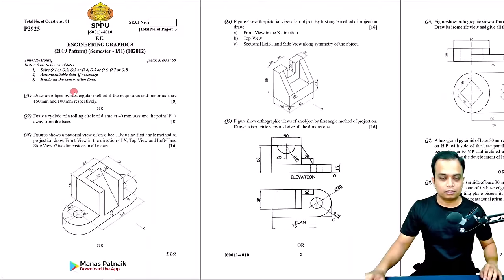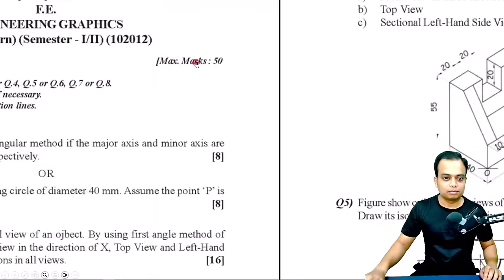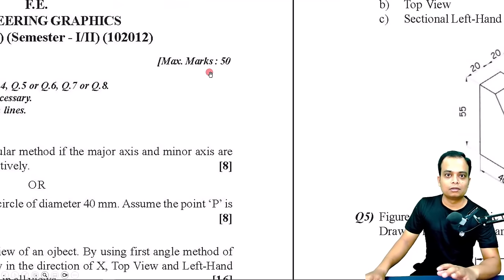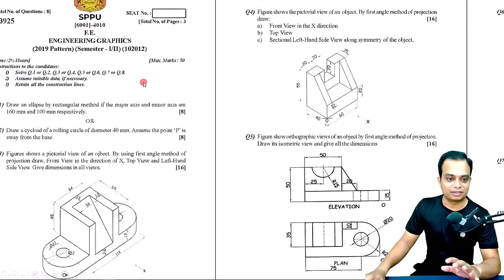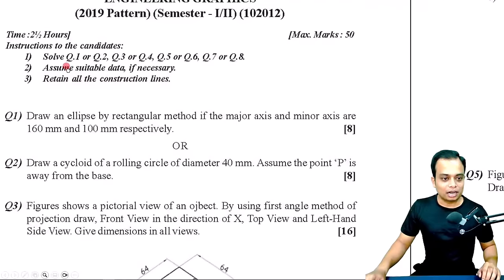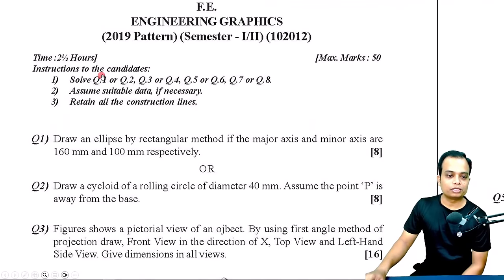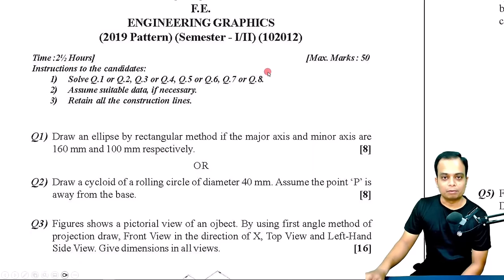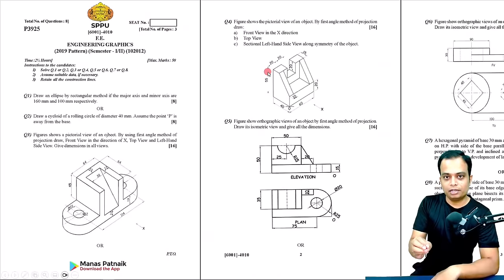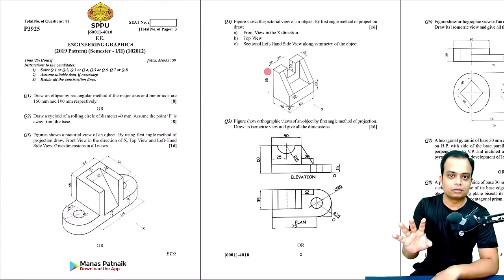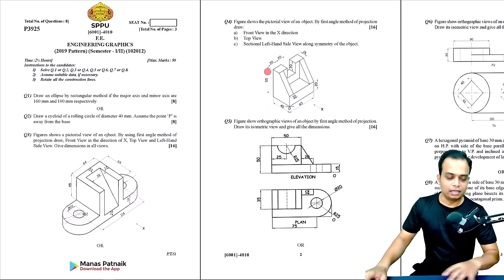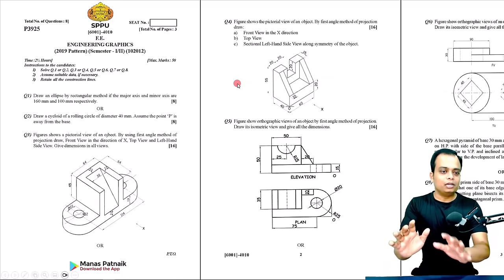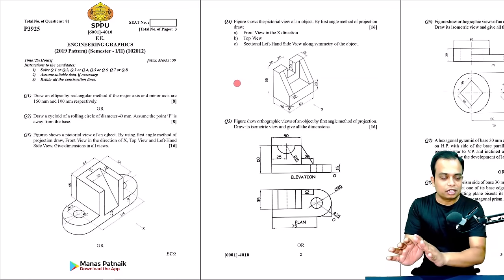Okay, if you just take a look at the maximum marks, it is 50 and you can obtain full marks. Let me tell you. Okay. So there are choices. Either you can go for question 1 or 2, 3 or 4, 5 or 6, or you can go for 7 or 8. That means you effectively have to make only 4 drawings corresponding to 4 questions, right? Let me just briefly tell you from which topics the questions have been asked.